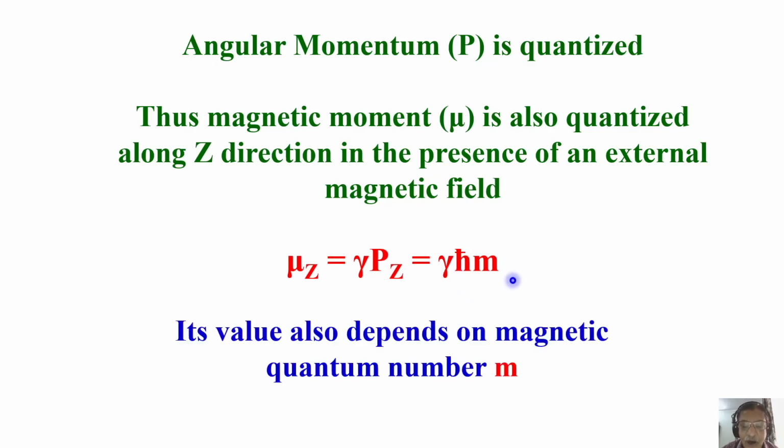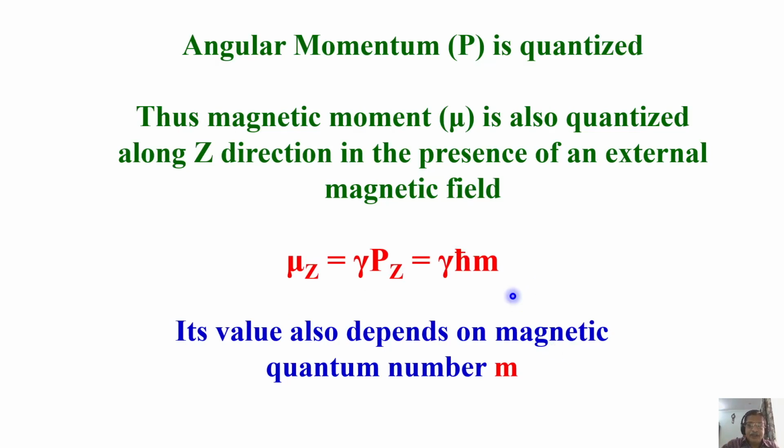Its value also depends on the magnetic quantum number m. So what next conclusion is, we introduce the term mu, and the magnetic quantum number comes from when we were understanding angular momentum, and we came to know it depends upon the magnetic quantum number m. So the magnetic moment depends upon the magnetic quantum number m. Mu is a magnetic moment. It depends upon the magnetic quantum number m.